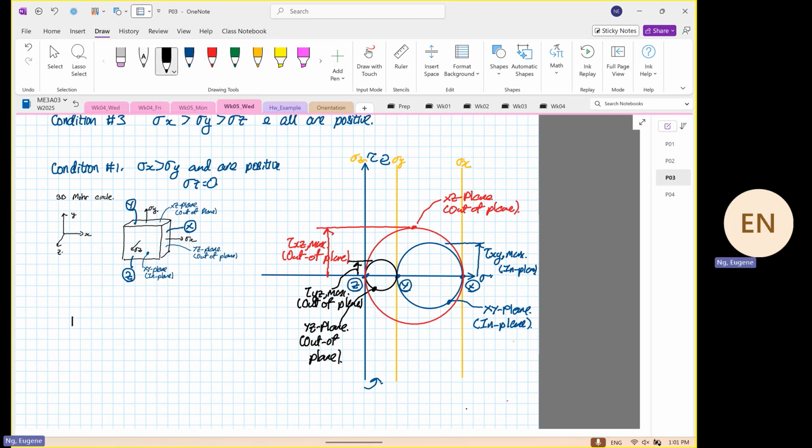If we were to draw this in 2D, which circle will we be drawing? Anyone? What color? The blue one. Yes or no? This is the circle that we will be drawing. And then you will say, Eugene, I don't need to consider the other surface. The stress is zero. It's not important.